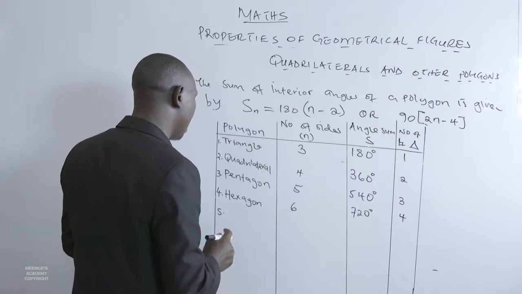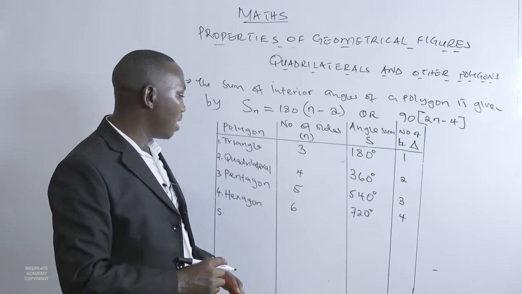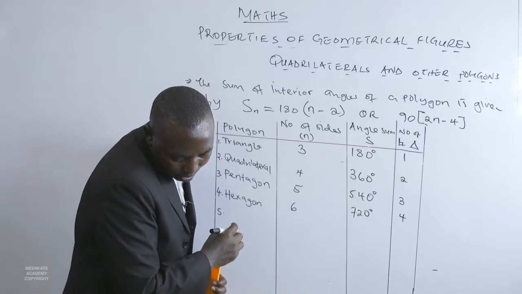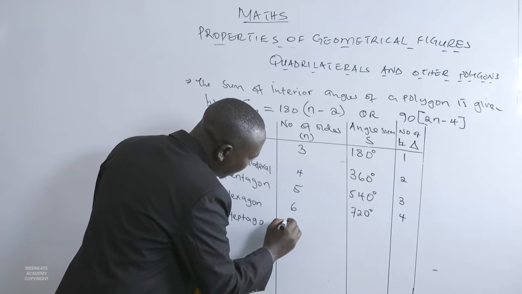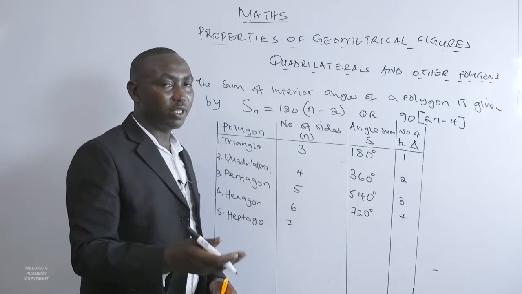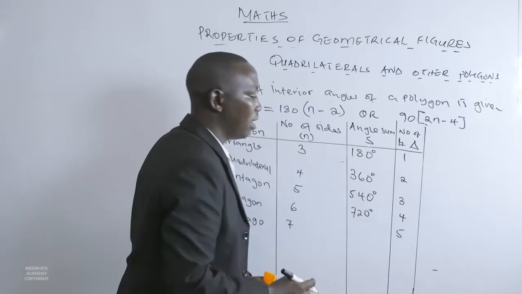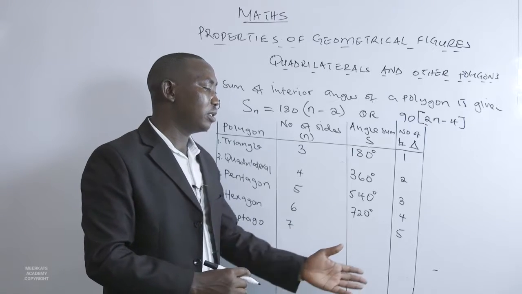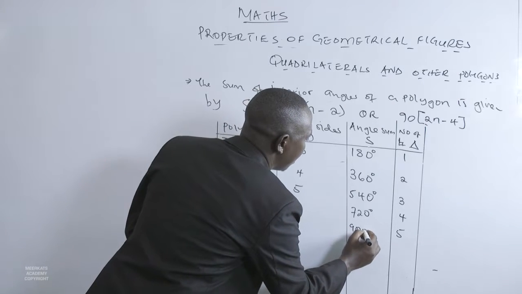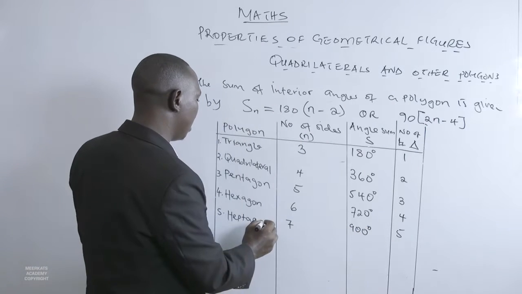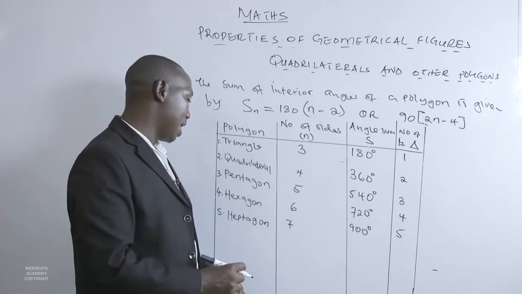Number 5, we have got one that has got 7. It's called a heptagon. We are saying it has got 7 sides. Number of triangles, 7 minus 2, which will be 5. Size of interior angles, 5 multiplied by 180, which will give you 900 degrees. Therefore, a heptagon has got 900 degrees internally.